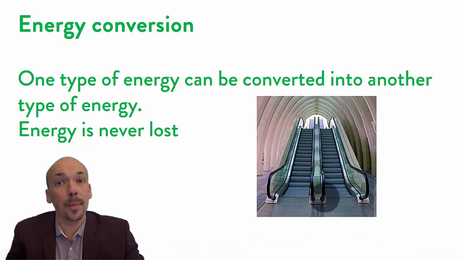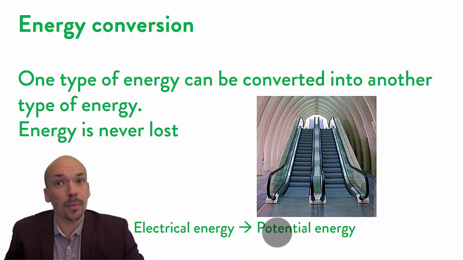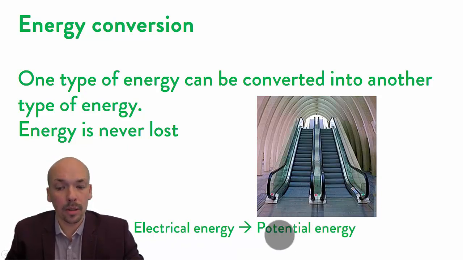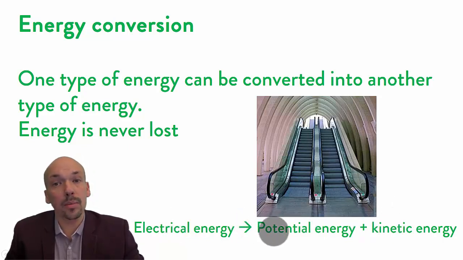And this one, imagine you're standing here and you're going slowly up, then electrical energy is needed for that. This one works on electricity, and the electrical energy will be needed to give you potential energy, because you're going up, so you will be at a bigger height, so you will have potential energy, but of course also kinetic energy, because you're not stationary, you are moving. So electrical energy is converted into potential energy and into kinetic energy.